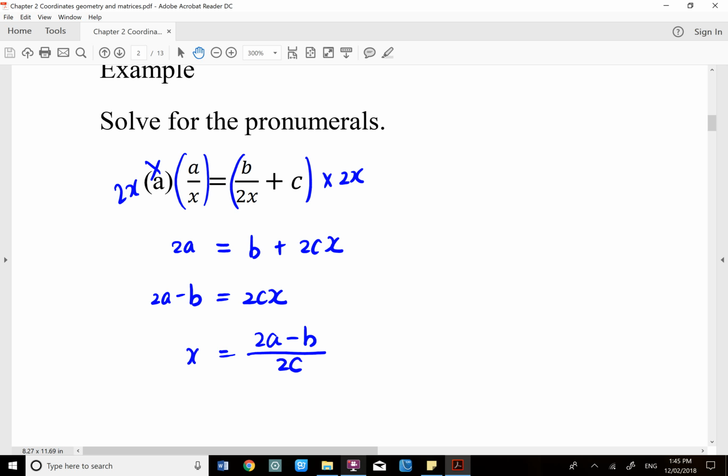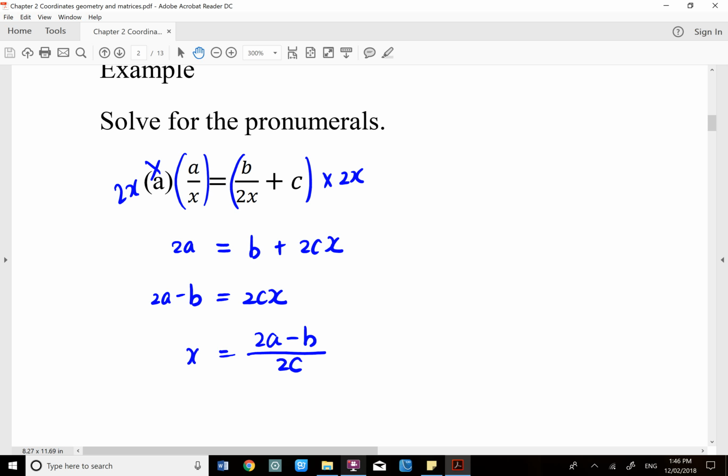Third step, I don't really have a third step here, but if you have more than one x term, you need to take x as a common factor and then factorize that. For example, if I have 2cx plus bx, I need to take x as a common factor, like x times 2c plus b.